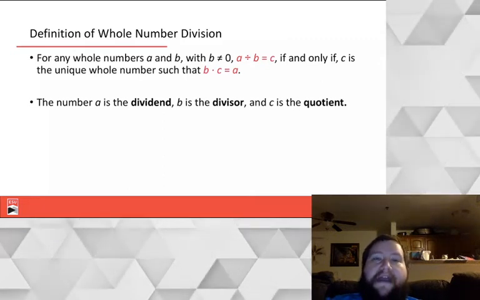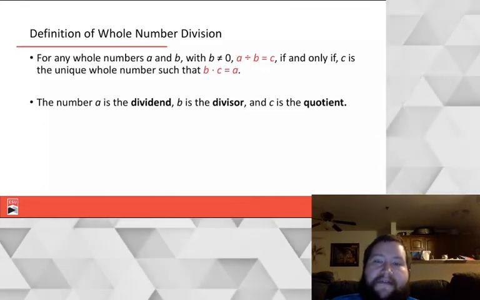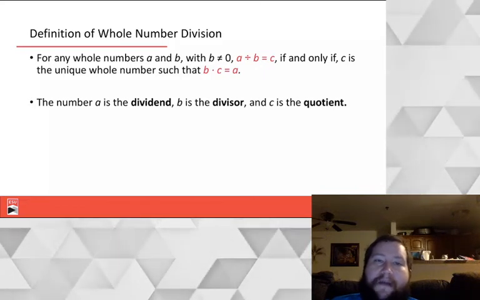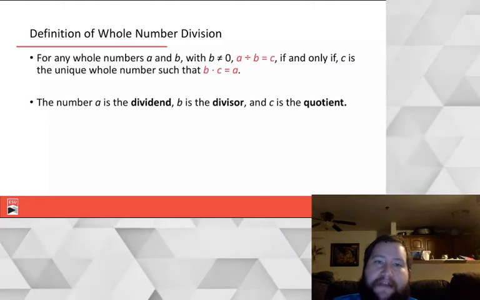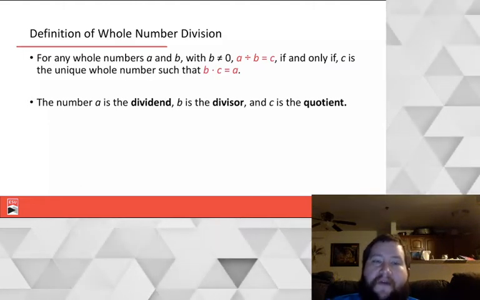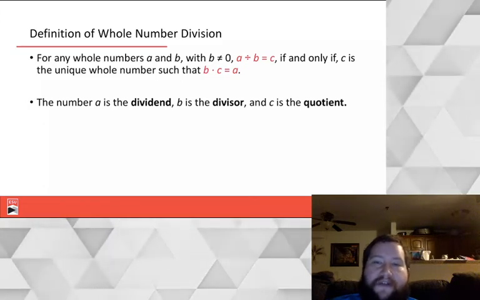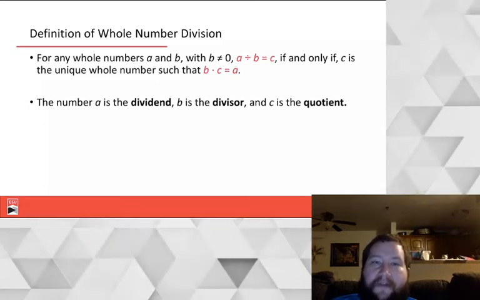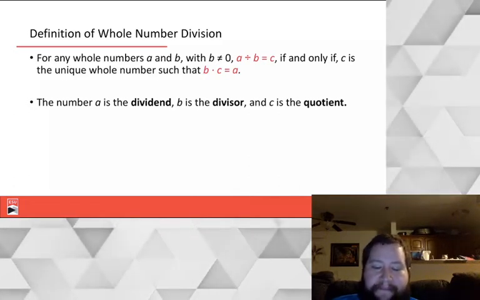So rather, a divided by b equals c if and only if c, our quotient, is a unique whole number such that the divisor times the quotient gives us the dividend. Or the dividend divided by the divisor is equal to the quotient. And that quotient is that special number, there's only one of them, such that b times c is equal to a.